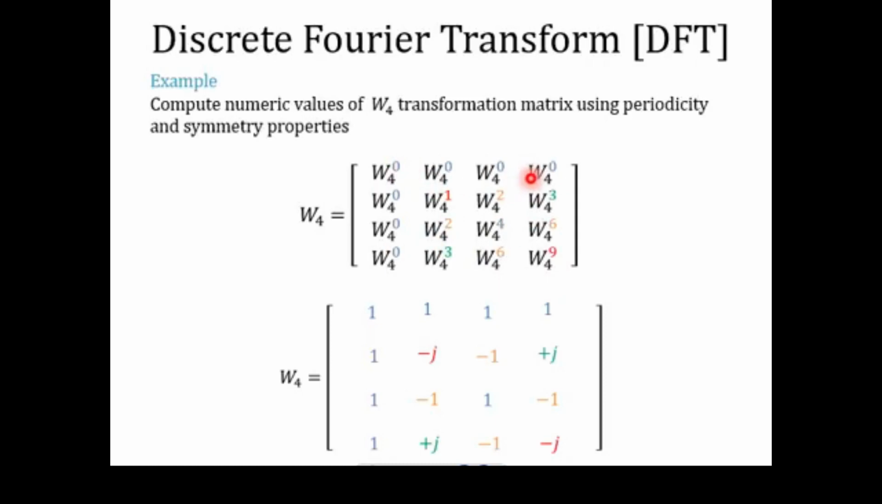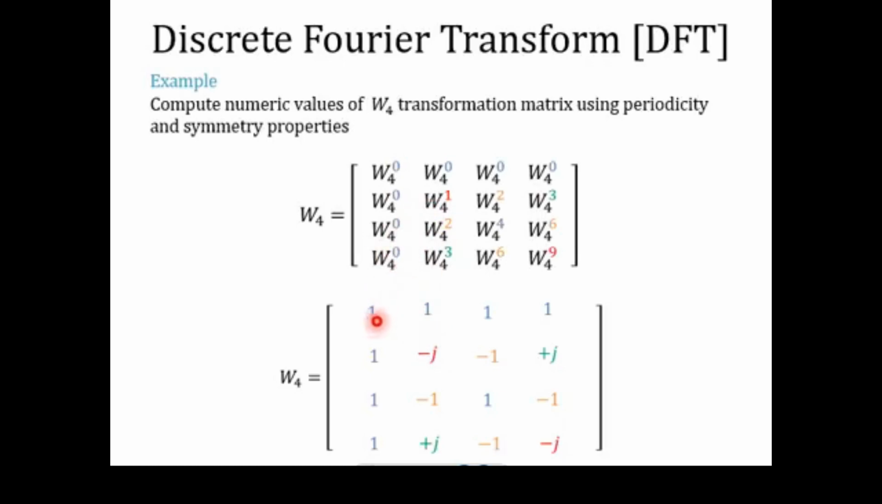And to find the values of W40 and W41, there is no need to use a calculator. We can write them directly because W40 will be 1 as we discussed earlier. So the first row and first column will be equal to 1, while W41 will be equal to exponential minus j 2 pi over 4, or simply exponential minus j pi by 2. And exponential minus j pi by 2 is basically cos pi by 2 minus j sin pi by 2. And cos pi by 2 is 0 while sin pi by 2 is 1. So 1 will be multiplied with minus j and we will get minus j for W41.